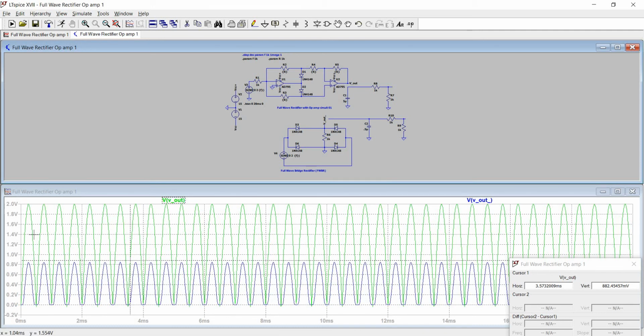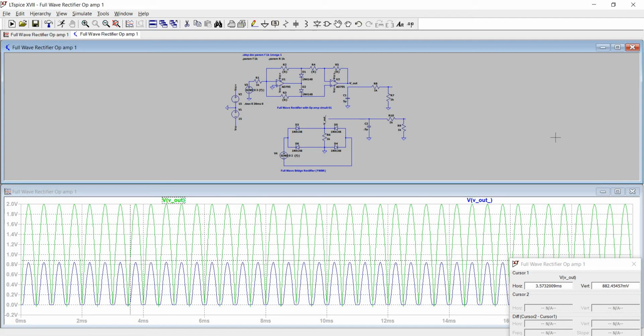The Vout is 2 volt peak to peak, and here also the input is 2 volt. But for the full wave bridge rectifier, it is 0.7, which is quite less. It is because of the cutoff voltage across the two diodes.